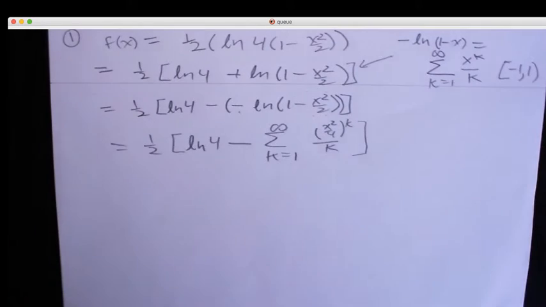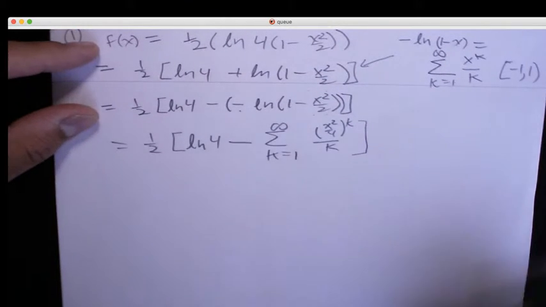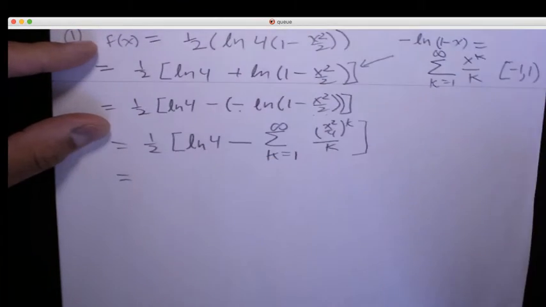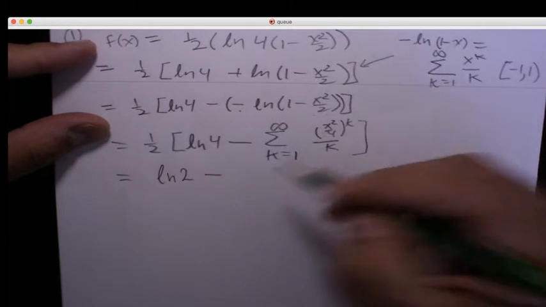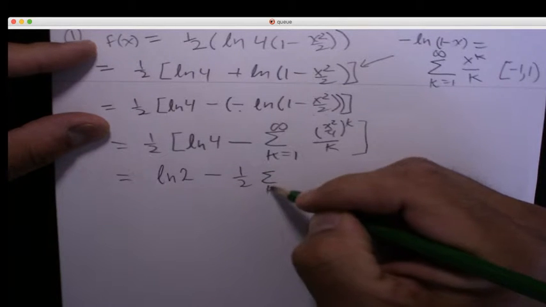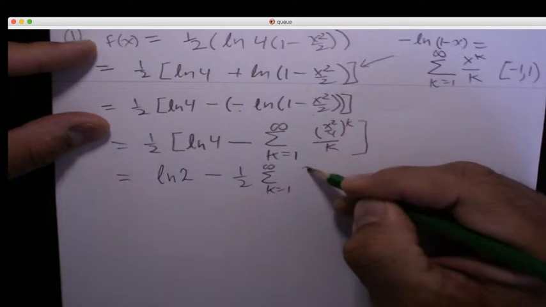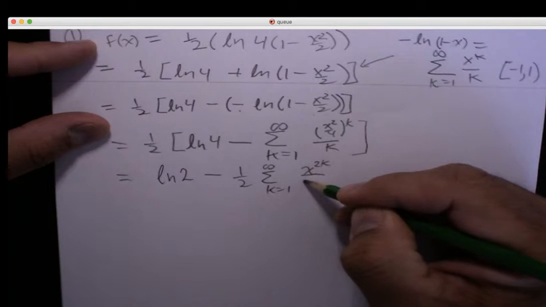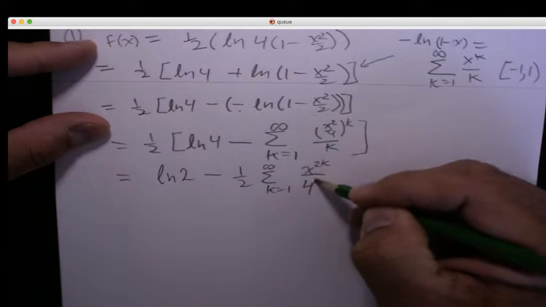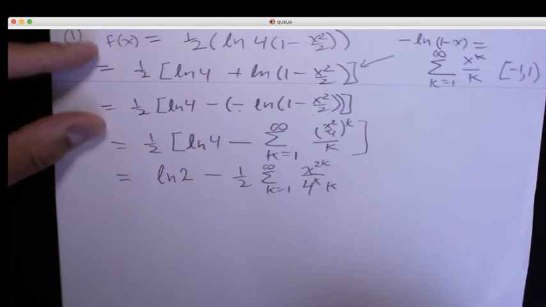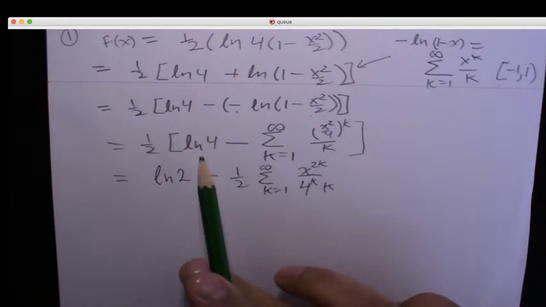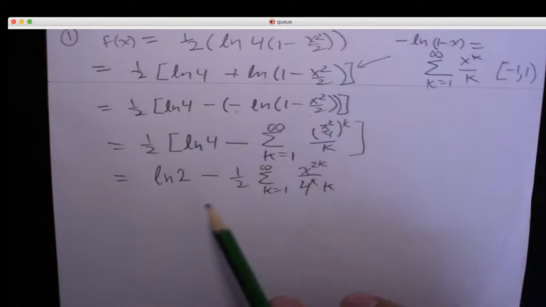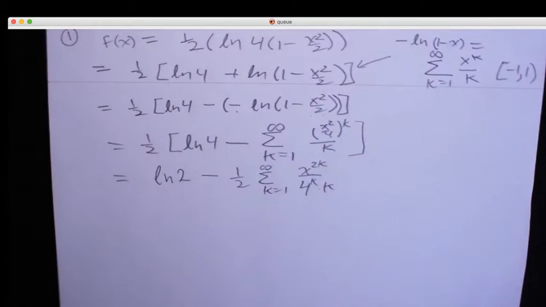Okay, so now we have a power series here. Now let me clean this up a little bit. So we'll have x to the 2k over 4 to the k times k. All right, so I just redistributed the 1/2, and again, 1/2 natural log of 4 is just natural log of the square root of 4, which is where that came from. Okay, so we found the power series representation.